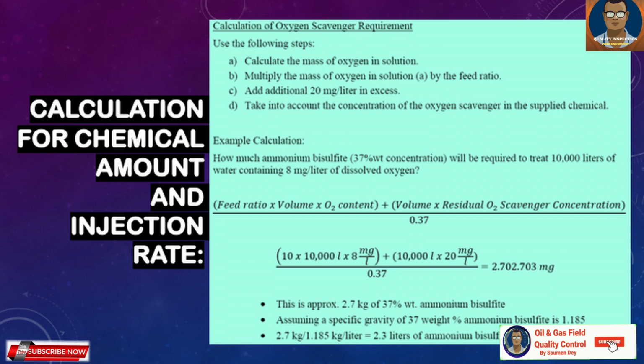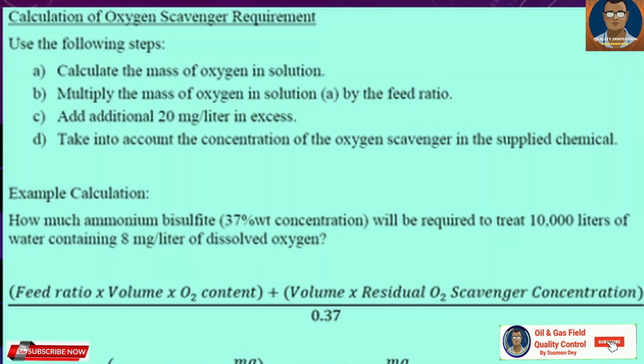First, calculate the mass of the oxygen in the solution with the machine, where you can find the dissolved oxygen percentage. Multiply the mass of oxygen in the solution by the feed ratio. In the previous table, we can see the feed ratio is 10. Then add 20 milligram per liter more. Take into account the concentration of the oxygen scavenger in the supplied chemical.